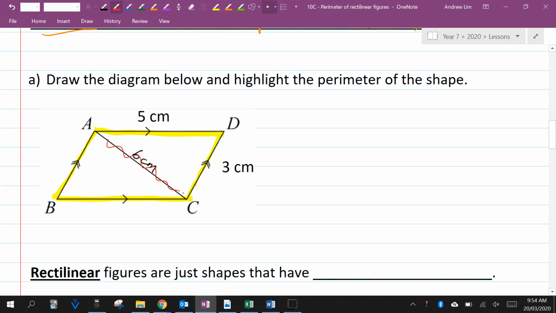Okay, so the perimeter, we can see here that that's 5, so this has to be 5 as well. This one's 3, so this one's also 3. So the perimeter is just 5 plus 3 plus 5 plus 3, which is 16 centimeters because all of these are in centimeters. Okay, so perimeter is 16 centimeters.